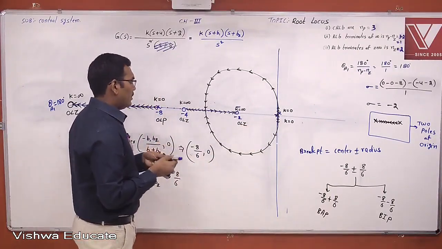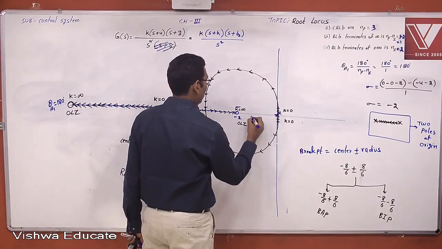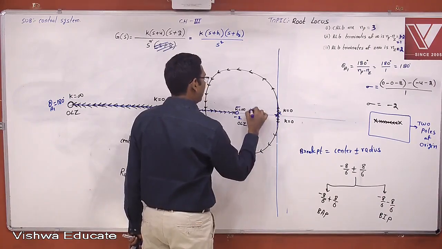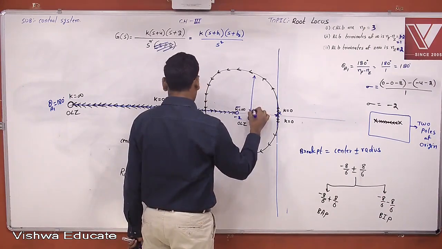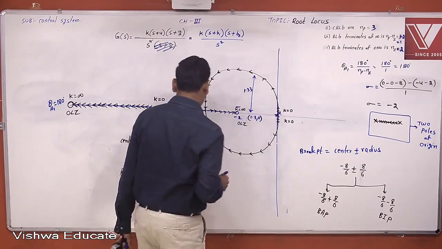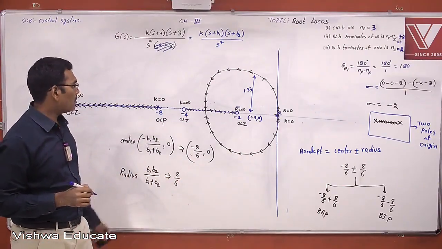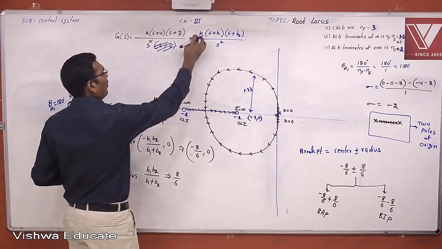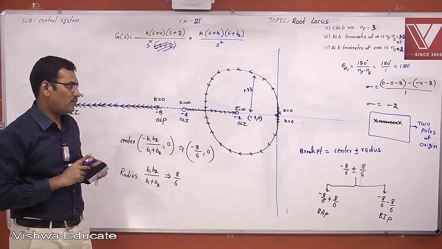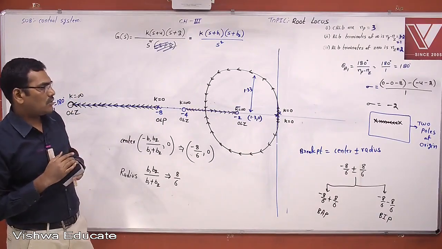Now the center is minus 8 by 6, which means 1.33 comma 0 is the center, and the radius is nothing but 1.33. Clear or not? If the problem is only of this much, that is nothing but a circle and radius form. Okay. Now all kinds of circle and radius forms will be the same. Now you just note down this one also.